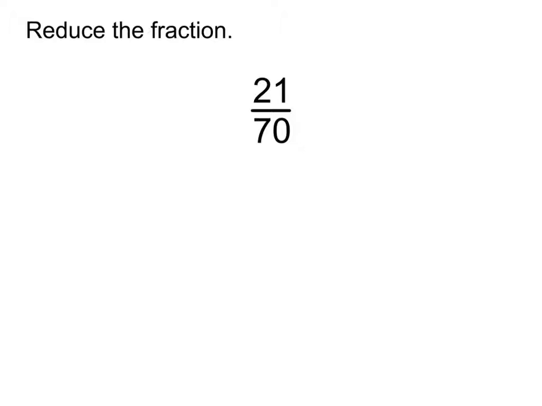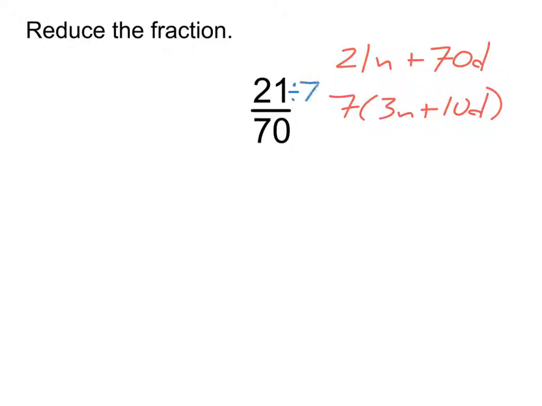Because remember, when we were factoring, we just did a problem that said 21n plus 70d. And we factored it, right? And we factored it by saying, what can I divide out of both the 21 and the 70? Remember, it was a 7, right? So I turn it into 7 times 3n plus 10d. This is the same kind of thing. I can divide both the top and the bottom of this fraction by 7.